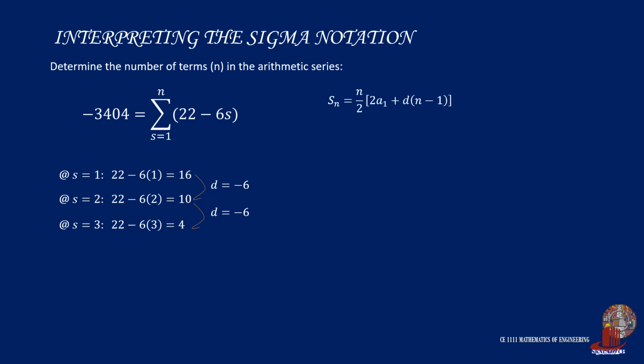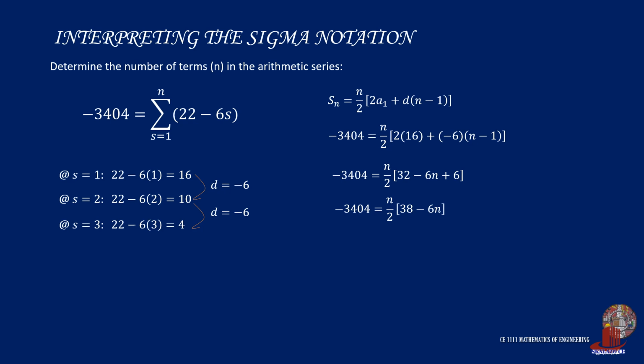So by plugging the given, we find negative 3,404 is equal to n all over 2 multiplied by 2 times 16, plus negative 6 times n minus 1. Let's simplify the terms in parentheses. So we have negative 3,404 is equal to half of n times 32 minus 6n plus 6. Collect constants to have negative 3,404 is equal to n all over 2 times 38 minus 6n.